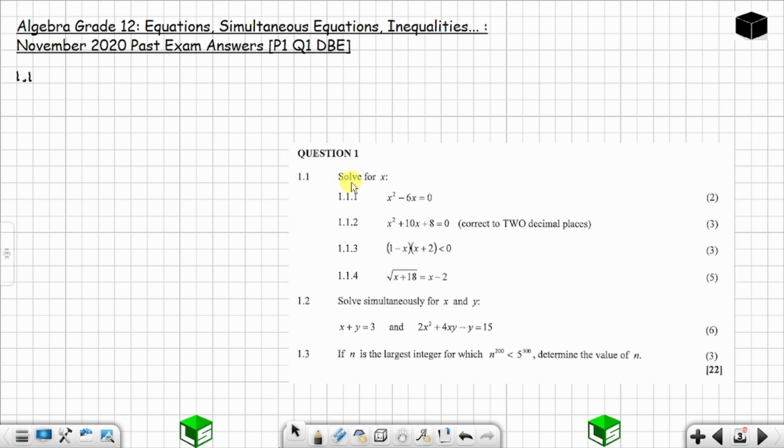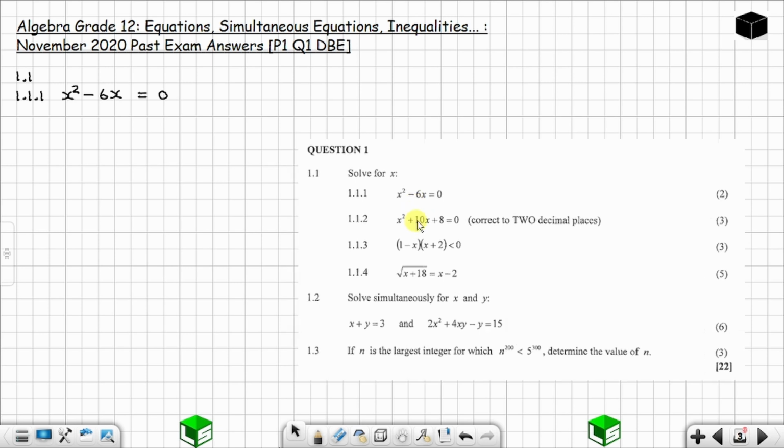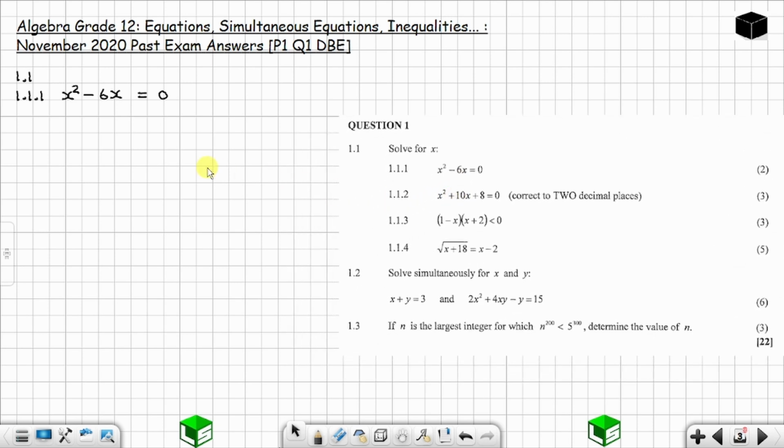1.1 says solve for x, and we have 1.1.1. You need to solve for x. You are given x squared minus 6x is equal to 0. Let me put the question here. So what can you do when you have this question? You need to solve for x.